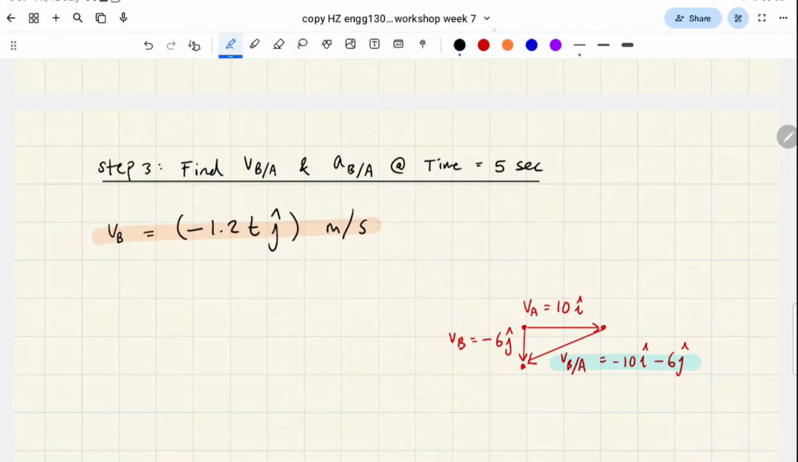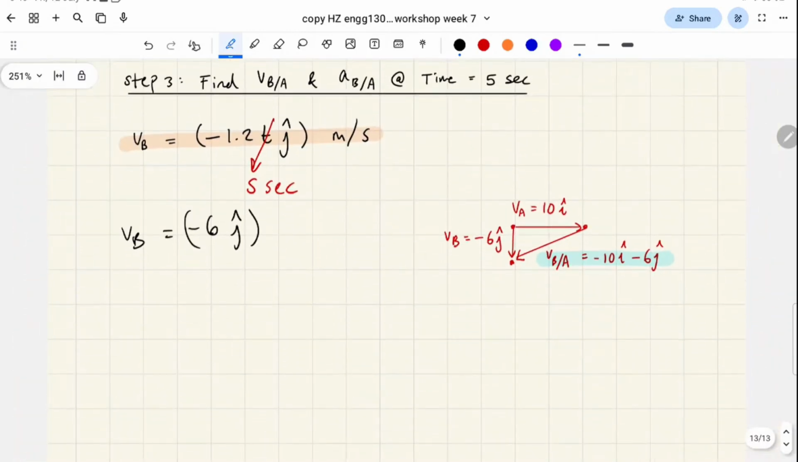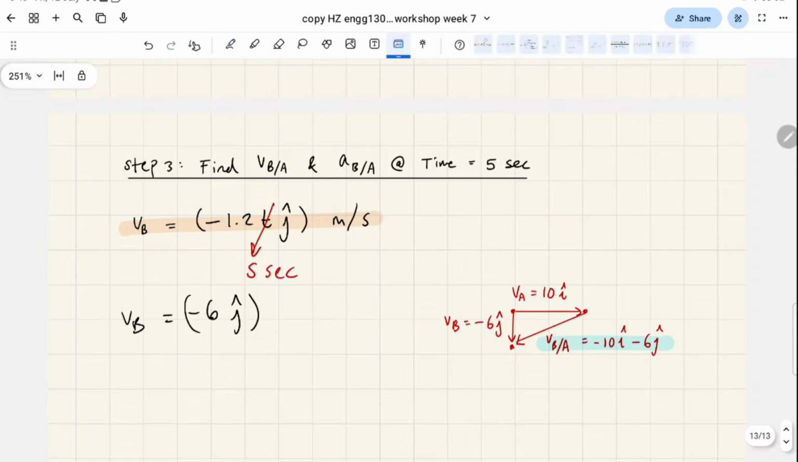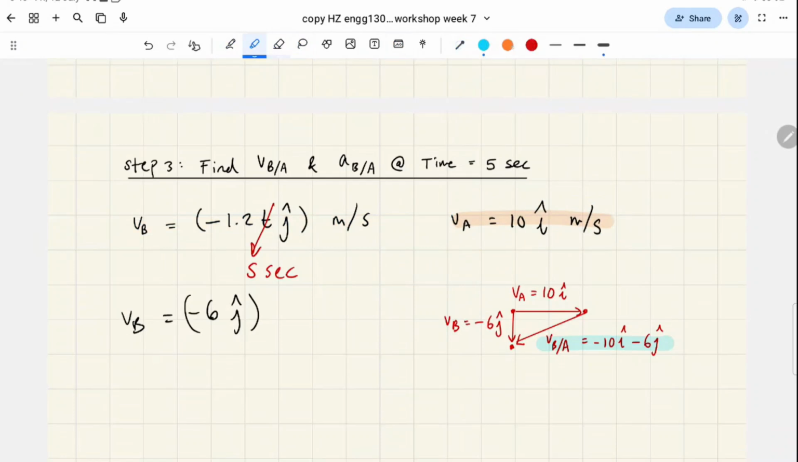Yeah, we sub in time equal to 5 seconds, and then we get negative 6j, right? So this is the velocity at 5 seconds for B. And then for A, I mean A is just this. A is always constant, so it was 10 going to the right.